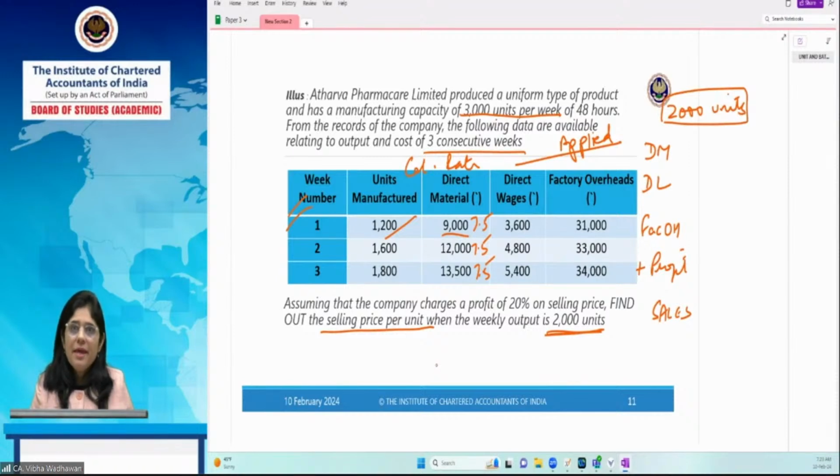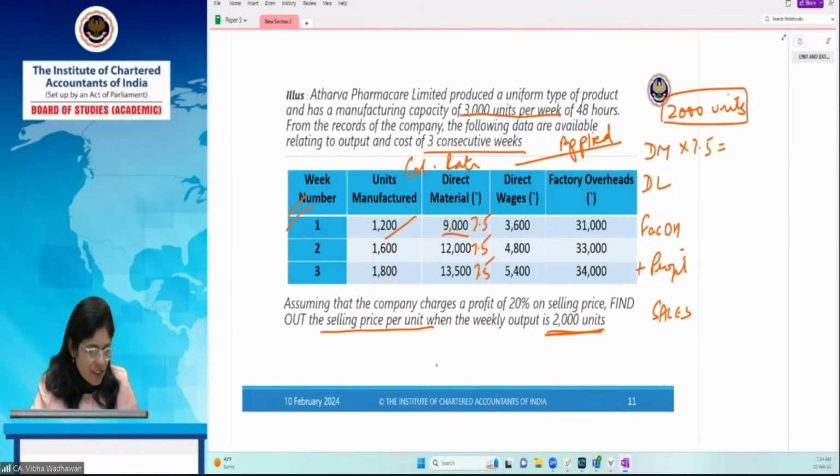It's a main property: fixed cost total is constant, variable cost per unit is constant. Because when you change the numerator and denominator both, see, both are changing, so the per unit will not change because both are changing in equal proportion. Clear? So direct material here also into 7.5, so you will get the direct material cost. Okay, so direct material cost is 7.5 per unit.